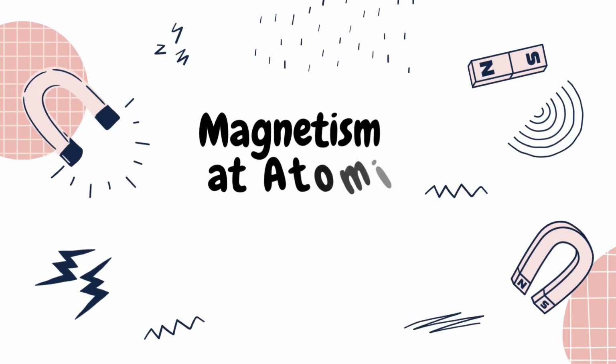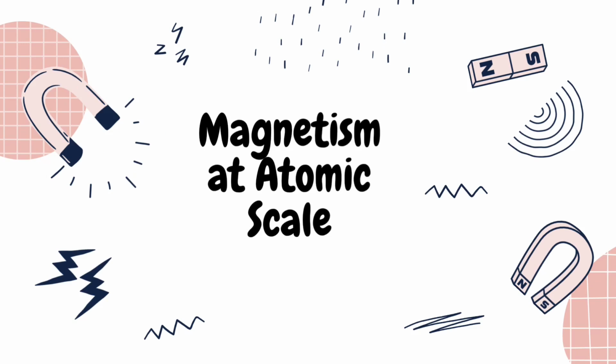Hello everyone. Today we are going to discuss the magnetic properties of an atom. So let's get started. When we talk about magnetism, most people immediately think of a bar magnet or maybe the compass needle, but the real story of magnetism begins much deeper, at the level of individual atoms.